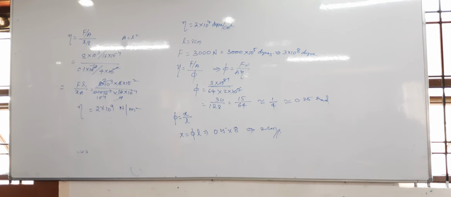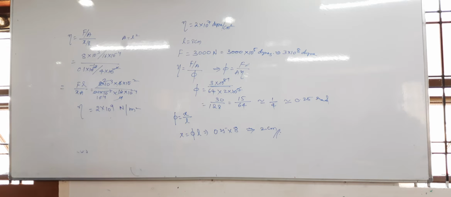How much is the upper edge displaced if the shear modulus of lead is 5.6 into 10 power 9 Pascal?